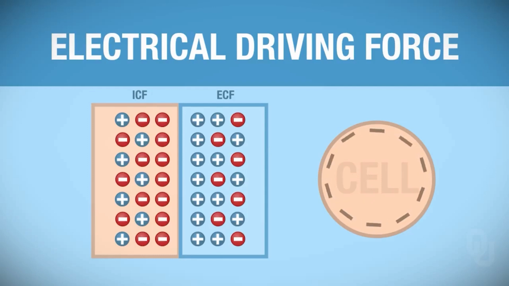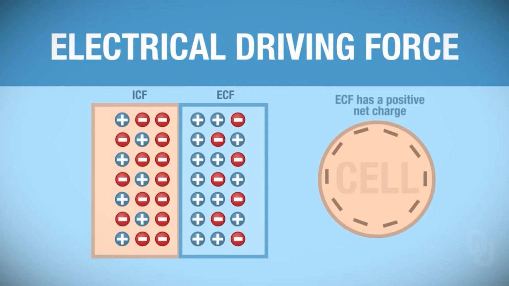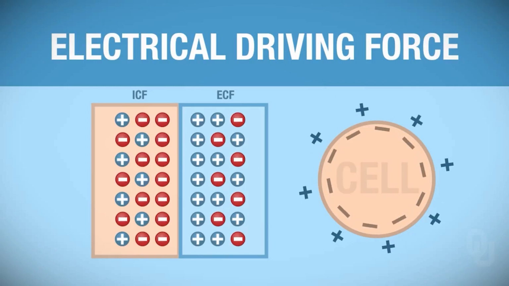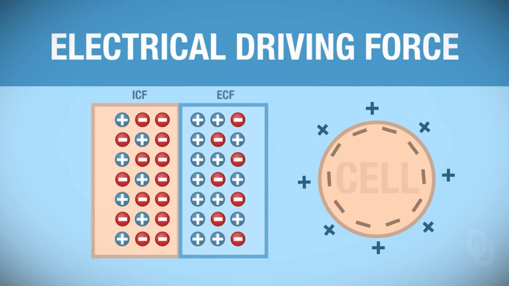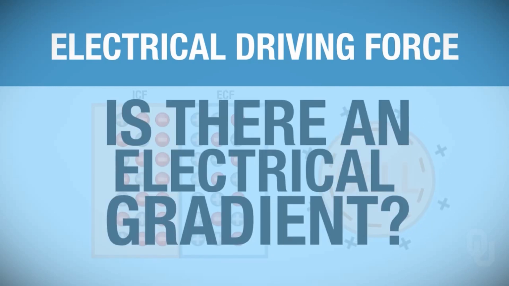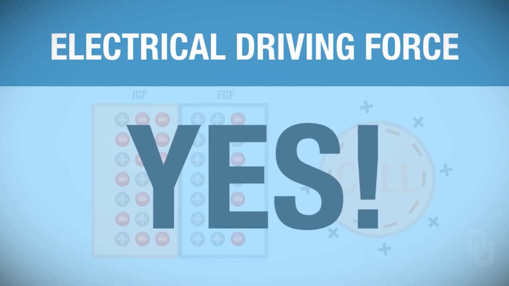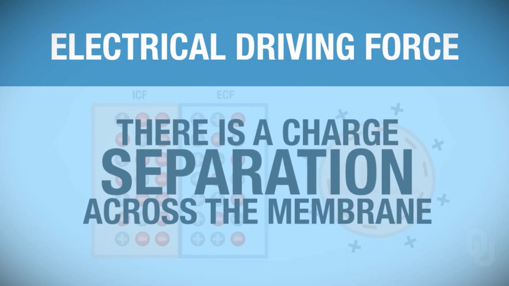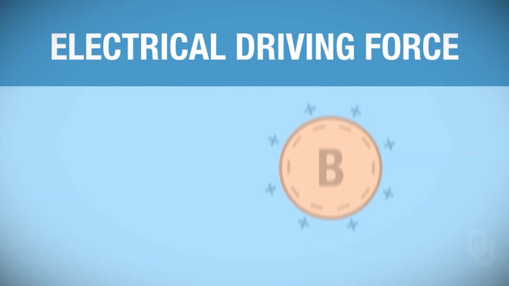And the ECF will have more positive net charge. Okay? So this is the ECF and the ICF with the negative and positive charges. Is there an electrical gradient? The answer is yes. There is a difference in charges across the membrane, or there is a charge separation across the membrane. So look at this figure.